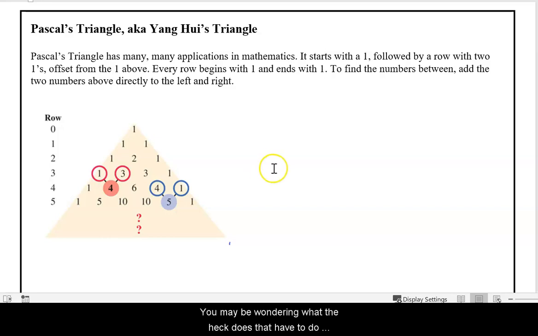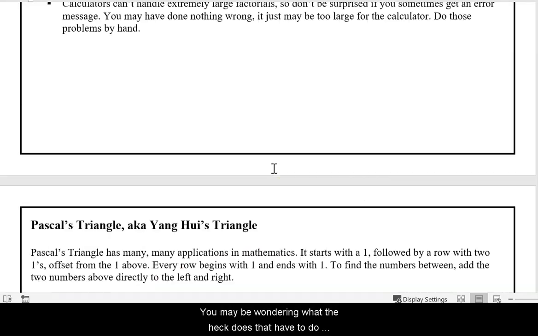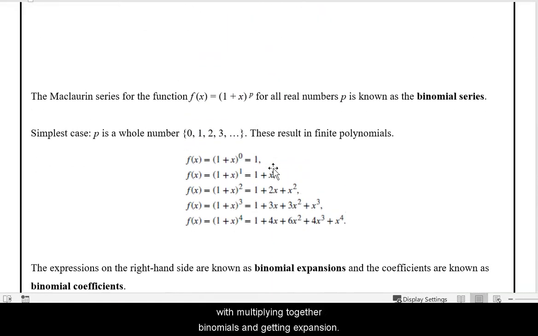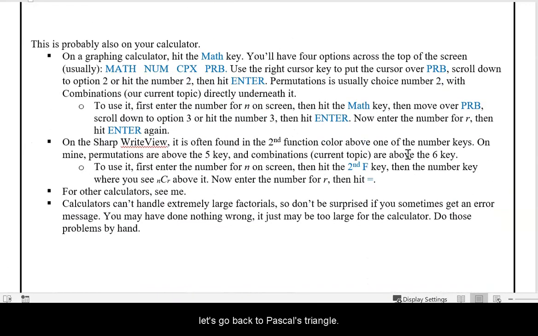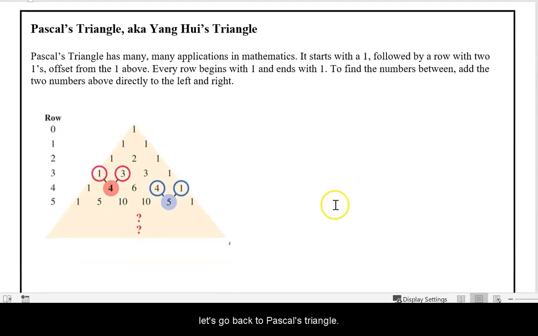Now you may be wondering, what the heck does that have to do with multiplying together binomials and getting expansions? Notice here that in the power 4, which is actually the 5th one produced, if we start counting at 0, the coefficients are 1, 4, 6, 4, 1. Again, 1, 4, 6, 4, 1. Keep those numbers in your head and let's go back to Pascal's triangle.